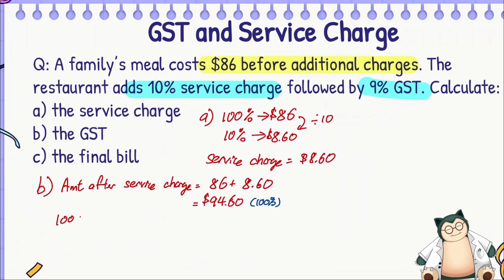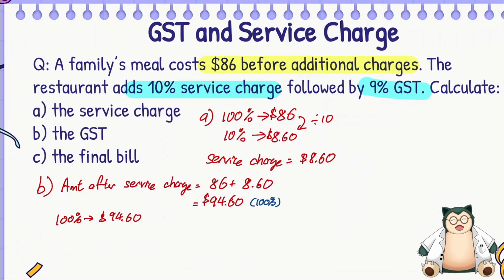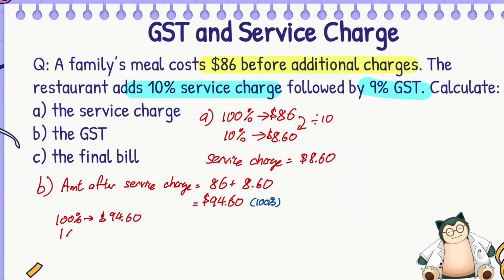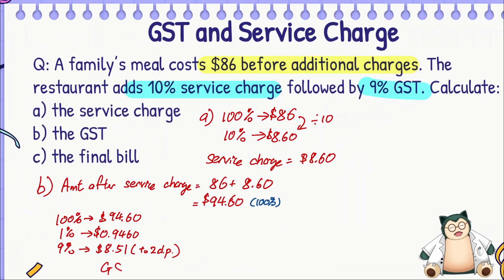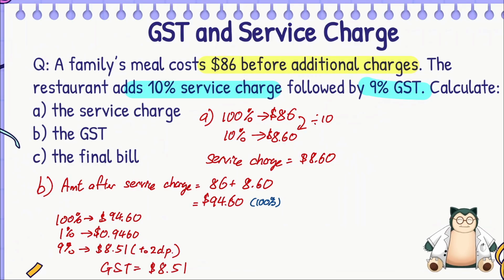Then if 100% is $94.60, we have 1% as $0.9460, and then 9% would be 946 times 9, which is $8.51 to the nearest cent. All right, so our GST would be $8.51. Is that clear, everyone?